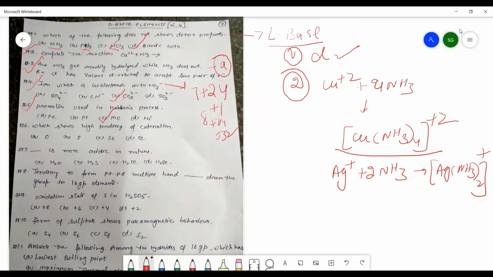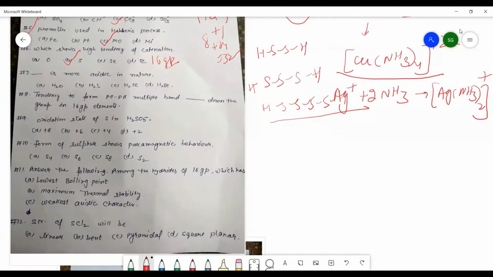Now the next question is, which shows high tendency of catenation? In case of question number 6, now think about which one has the high tendency for catenation in group 16. These are the group 16 elements. So you have done that sulfur has the high tendency of catenation. You can see these compounds of sulfur जो आपको ने पढ़े भी हैं, that these kind of compounds of sulfur will be formed because of high dissociation energy of S-S bond.